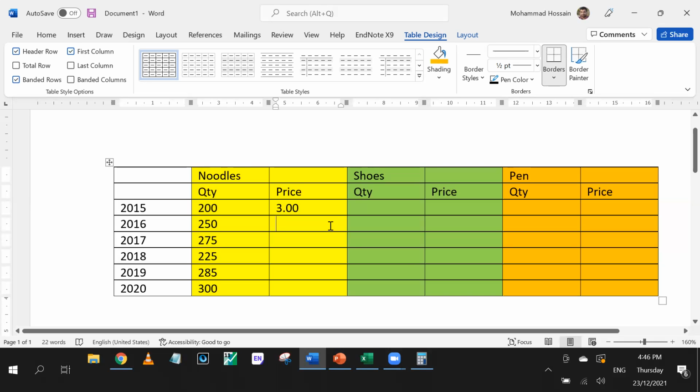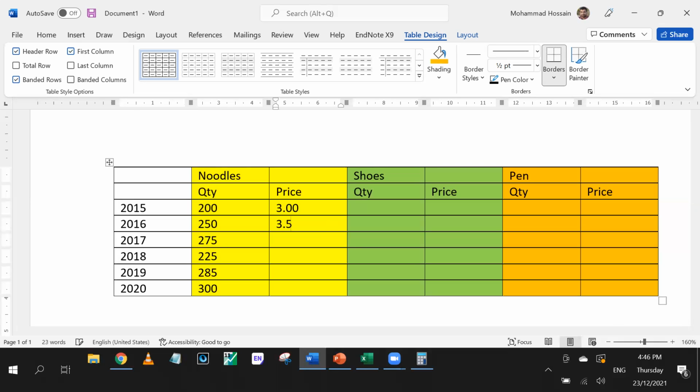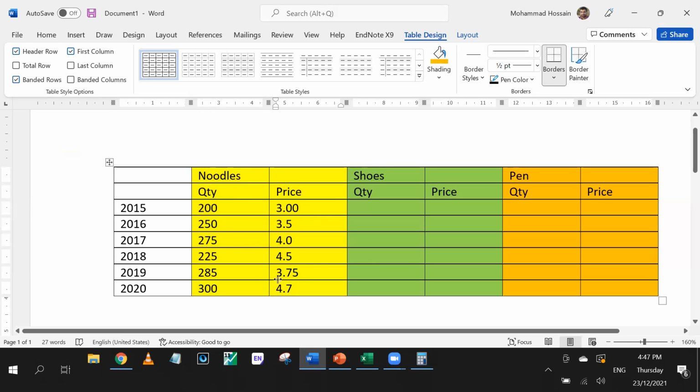This year, price is, let's say, slowly increasing. 3.5, 4, 4.5. Let's say again 3.75. Okay, here let's say 4.7. Okay, this is the country's production.